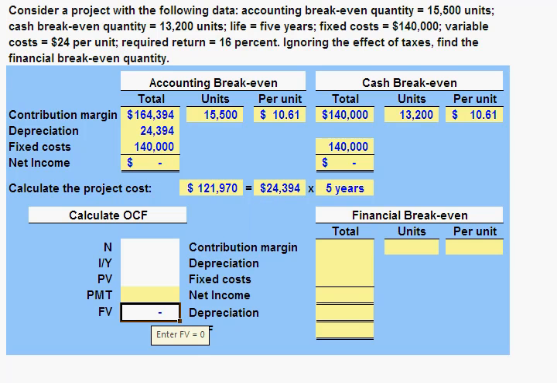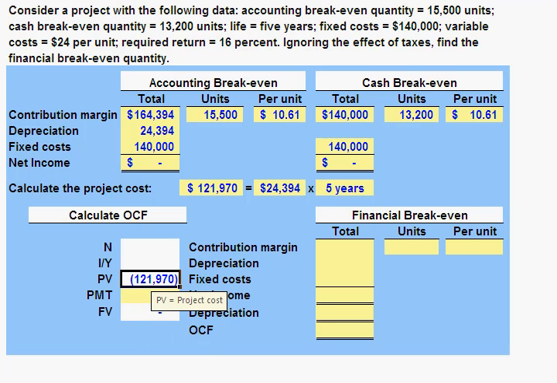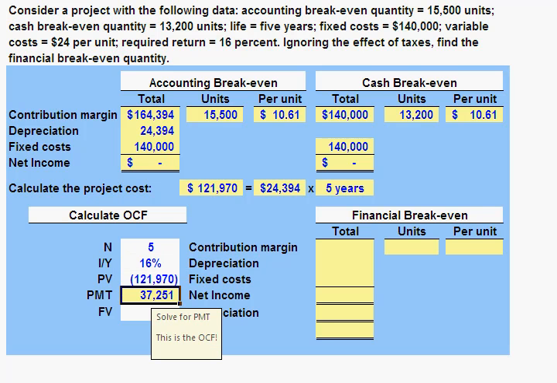Recall, we have a 5-year project life with a future value of zero. In other words, there's no salvage at the end. We'll go ahead and enter our negative $121,970, our project cost, as our present value, our 16% required rate of return for I, and 5 for the number of years. When we solve for the payment, we find our project needs to generate an operating cash flow of $37,251 a year for us to achieve financial break-even.